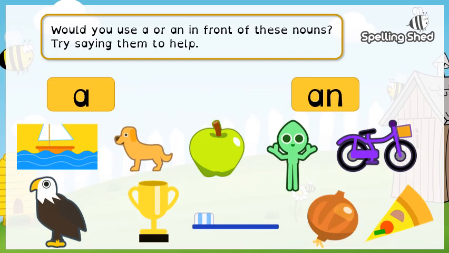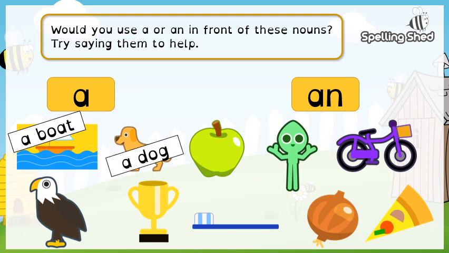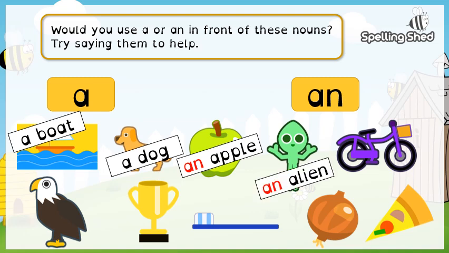To use an A or an in front of these nouns, try saying them to help you. First one's a boat. That begins with B. That will need an A. A boat. Next one's a dog. That begins with D. Again, I don't need my an. There's no vowel there. So it's a dog. Apple. Now apple starts with a vowel. I'm going to need my an for that. An apple. Next to the apple is alien. Now alien starts with another A. I'm still going to need my an. An alien.